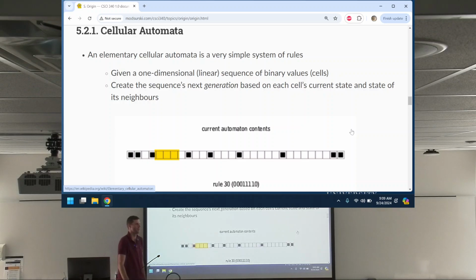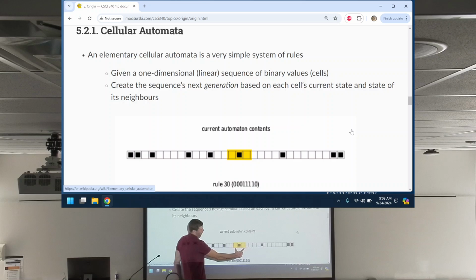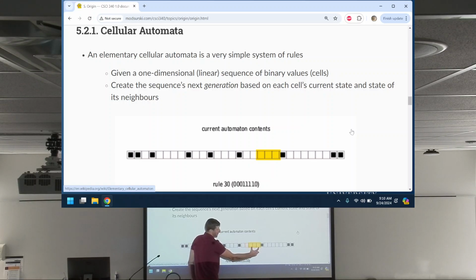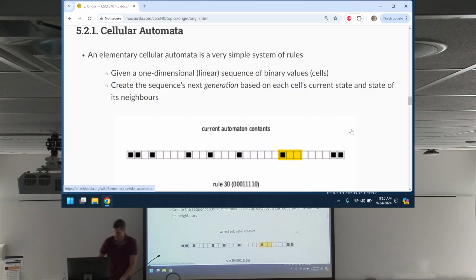So here's what we're going to do. We're going to create the sequence's next generation based on the cell's current state and the state of its neighbors. All right? So I'm going to look at a 3-cell window. Okay? And depending on what I see in that 3-cell window, I'm going to produce some output. Just go with me on this.